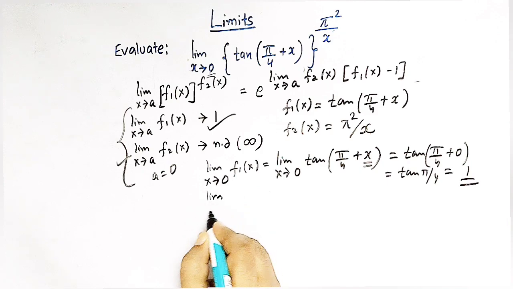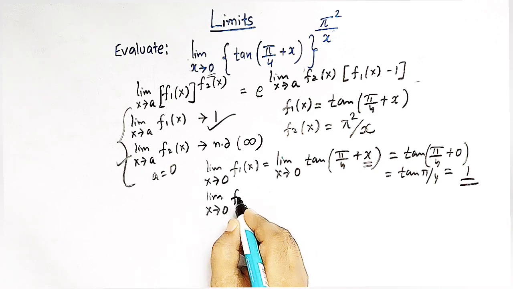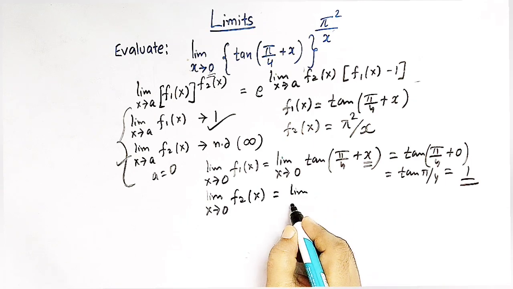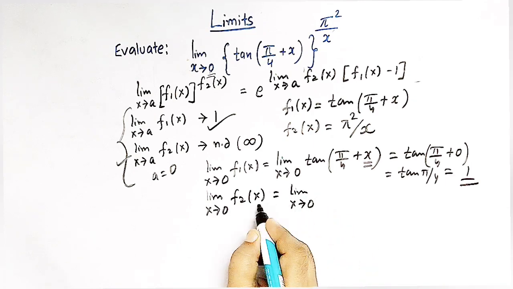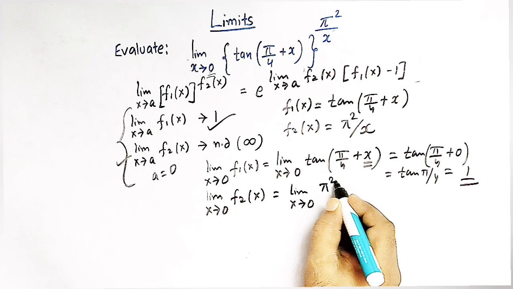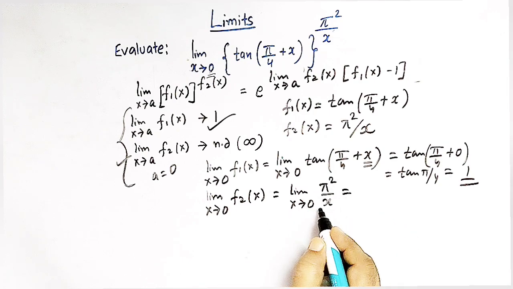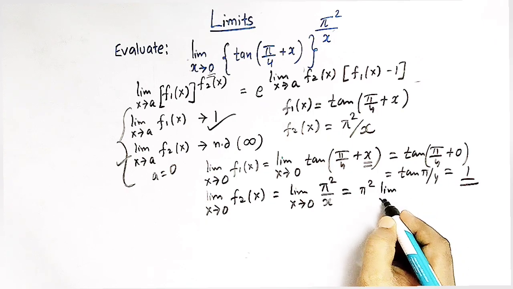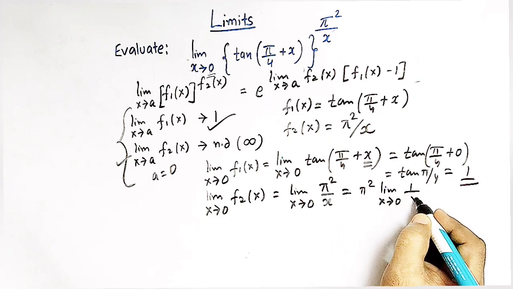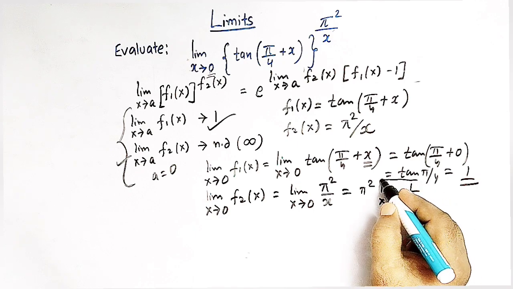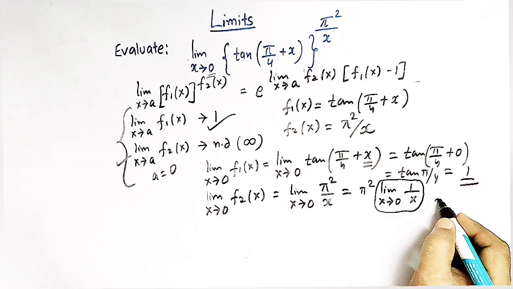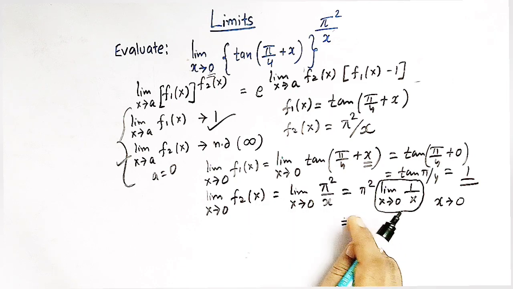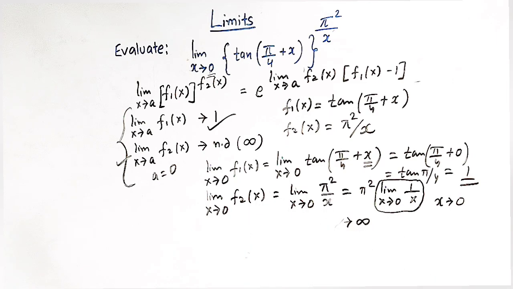Now let us see this limit. So we have limit x tends to 0, f2x, and here we can write limit x tends to 0, and f2x is given by pi square over x. Now we can easily see that this is pi square limit x tends to 0, 1 over x. Now this limit tends to infinity when x tends to 0. So we have this limit tending to infinity.